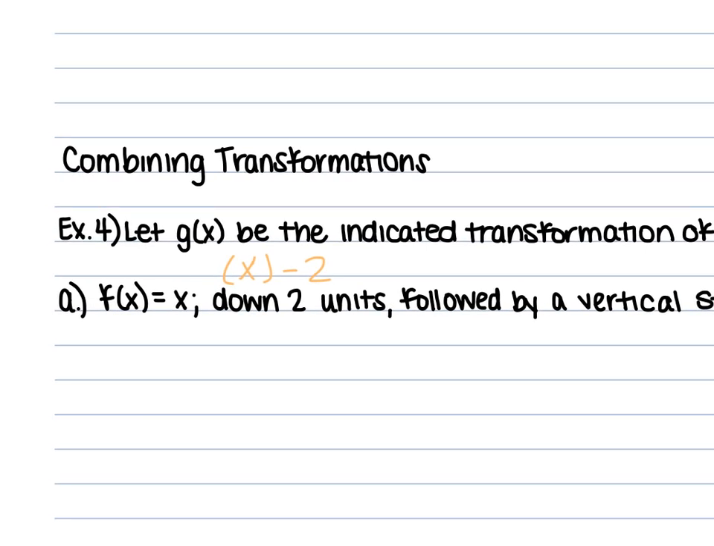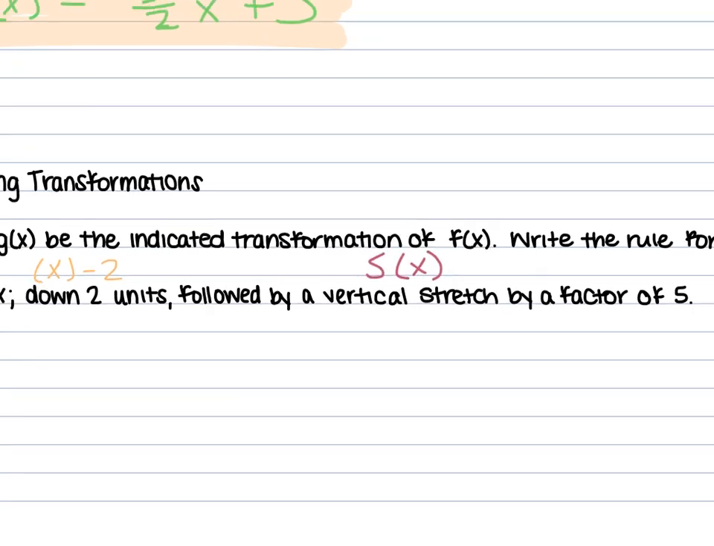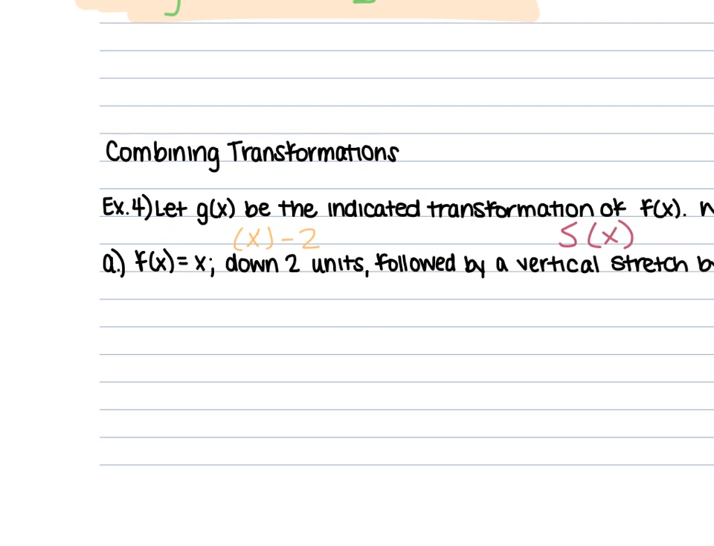And then what do we do for a vertical stretch by a factor of 5? Multiply it by 5 inside the parentheses. I mean outside. Outside, perfect. So we multiply by 5 outside the parentheses. So now we're going to put those together for our x. So we have 5 times x minus 2. So our g of x is equal to 5x minus 2.